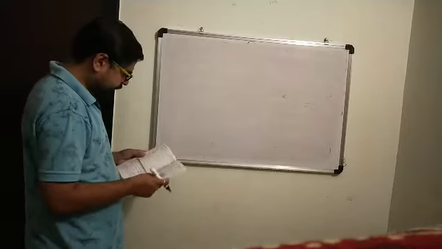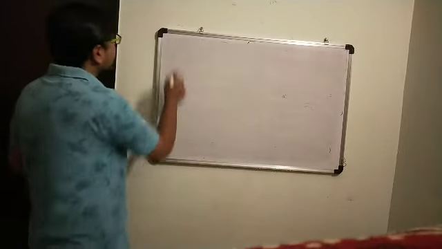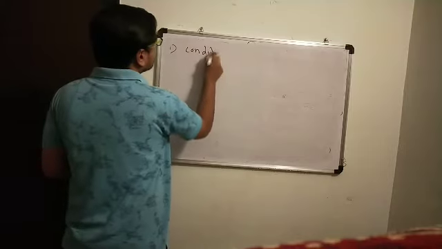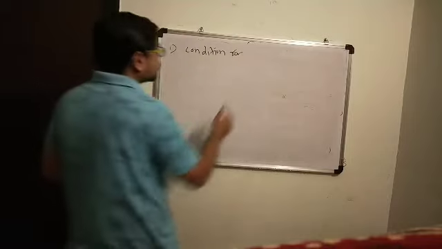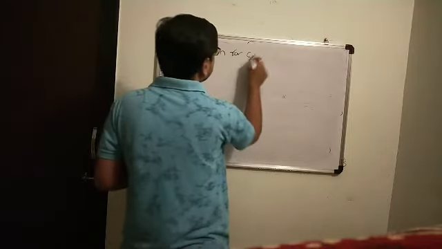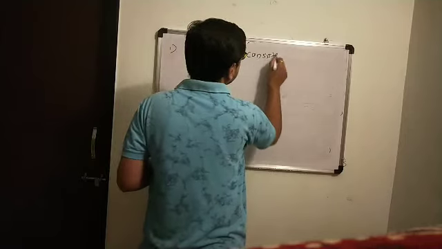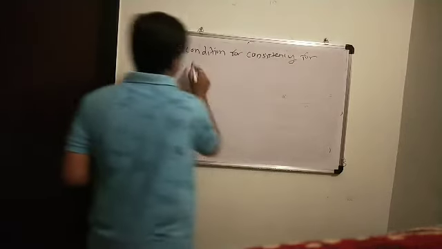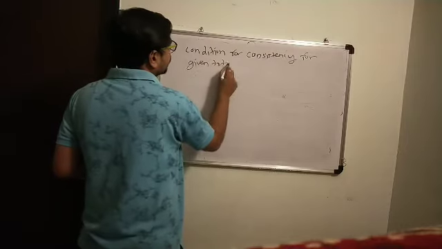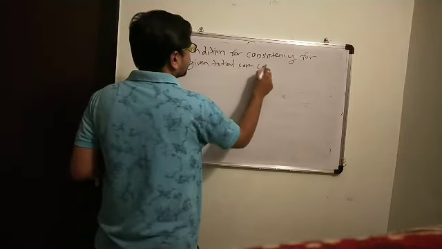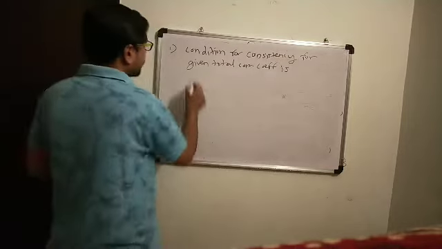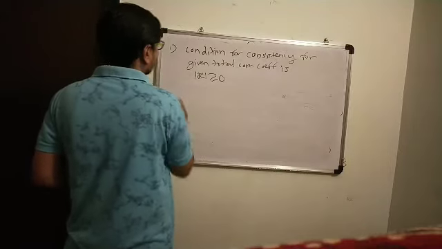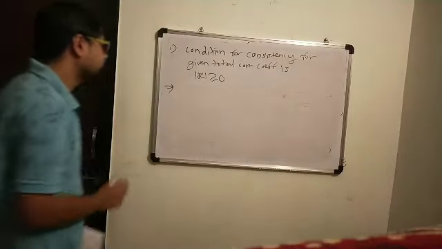So now we will see some examples on multiple correlation coefficient. Our first example is the condition for consistency of given total correlation coefficient. The condition for consistency for given total correlation coefficient is that the determinant of R is greater than or equal to 0. So how to prove this condition?